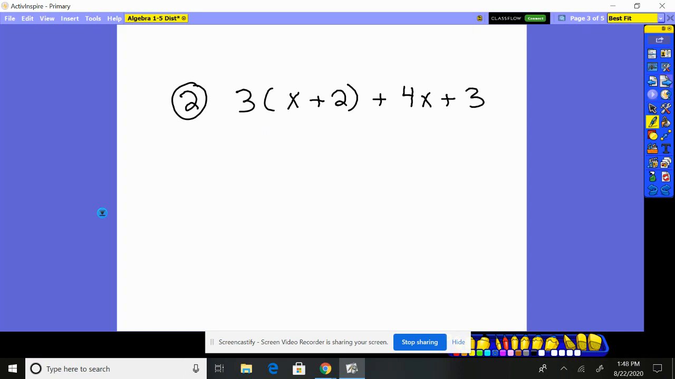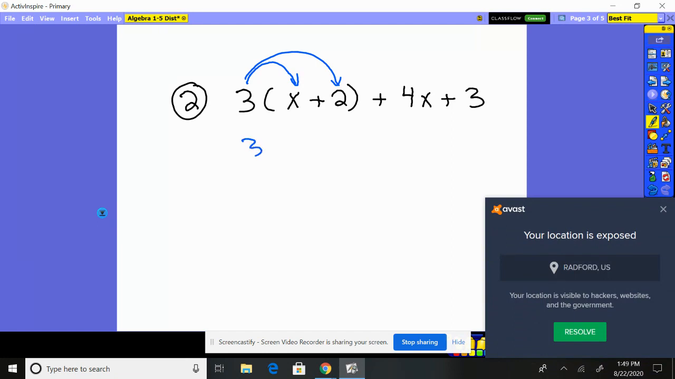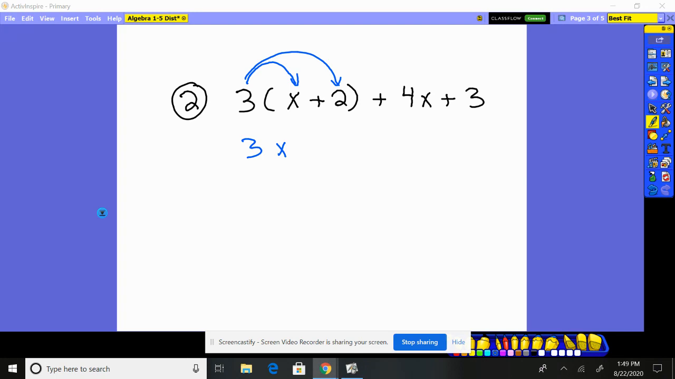Well, let's say we have this. I have 3 times that whole thing, that whole x plus 2. It's like our meal deal. So I'm going to distribute the 3 through to each of the pieces. 3 times the x is 3x. Close that out. 3 times the 2 is 6.